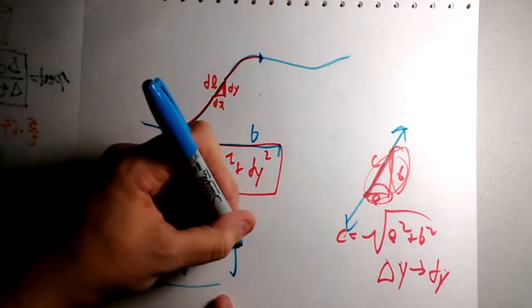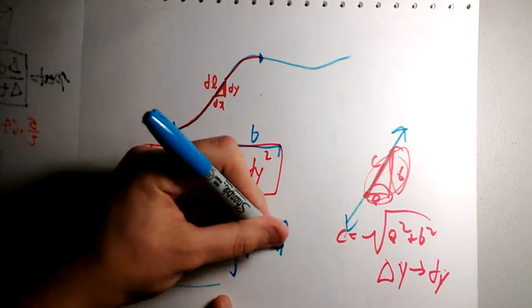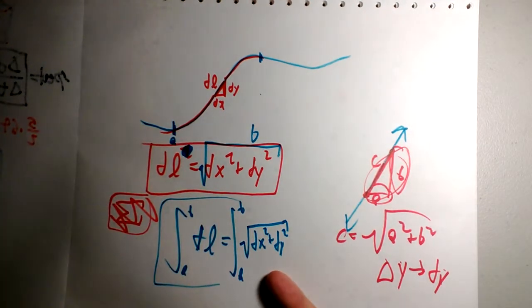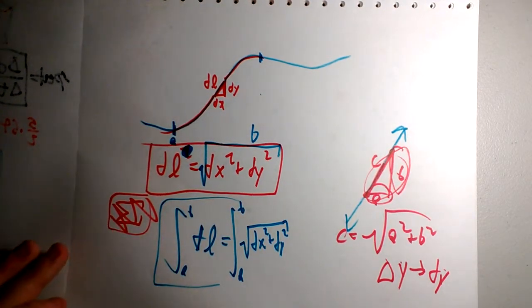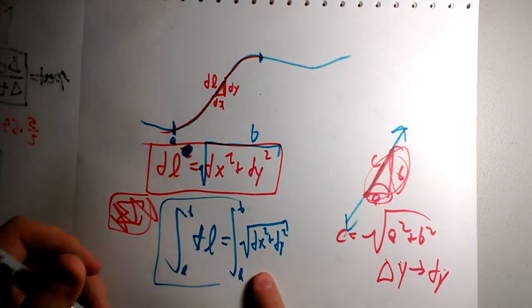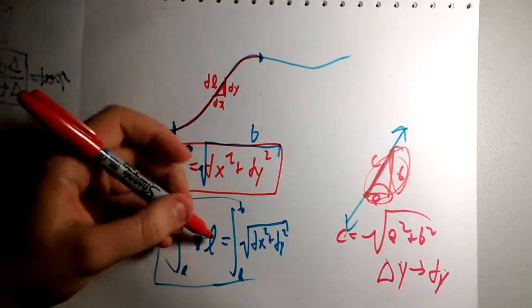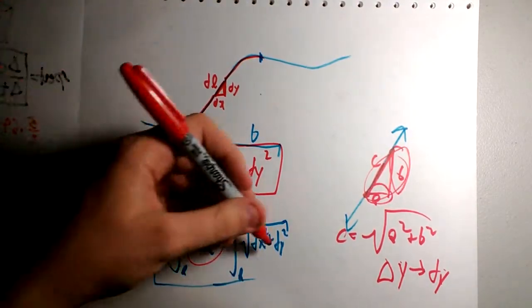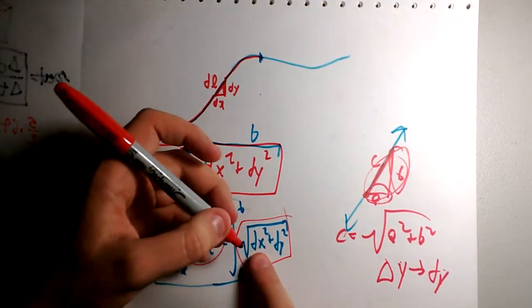So dl is now the square root of dx squared plus dy squared, from a to b still. Well, I don't know how to solve that, to be honest. So we have to rewrite it, because usually we have some variable we can worry about. But here, let's factor out dx squared.